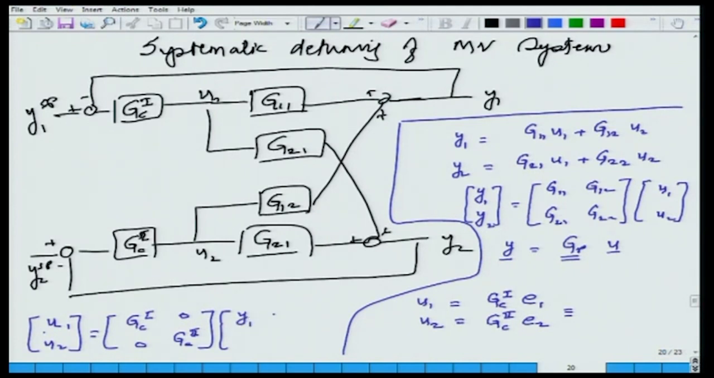and E1 E2 is actually y1 set point minus y1, and y2 set point minus y2. So, if I look at this equation, let me call this the controller matrix GC, and I repeat again, the fact that the off diagonal terms in my controller matrix are 0 implies I am doing decentralized control. Okay. So, now what I am saying is that this is equivalent to the U vector being equal to the GC matrix, which is a decentralized matrix, times the y set point minus y vector.